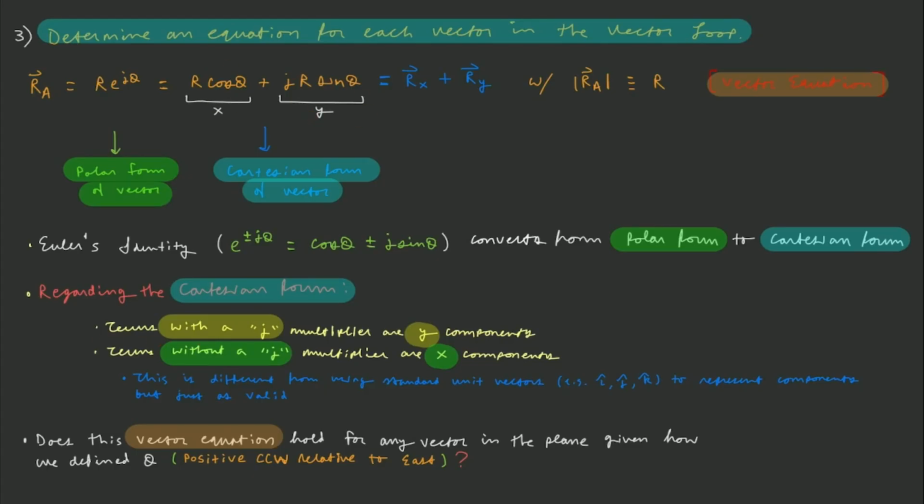And we kind of have that written again here. Terms with a j multiplier are y components. Terms without a j multiplier are x components. So again, this j or no j approach, this polar approach, is different from using standard unit vectors like i hat, j hat, k hat to represent components in the plane. But it's just as valid, right? It's just as valid, and we will see that.